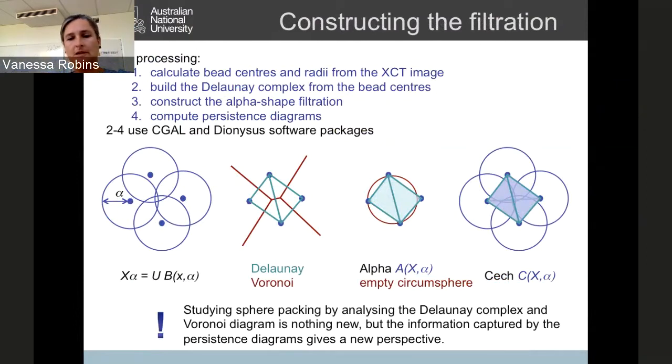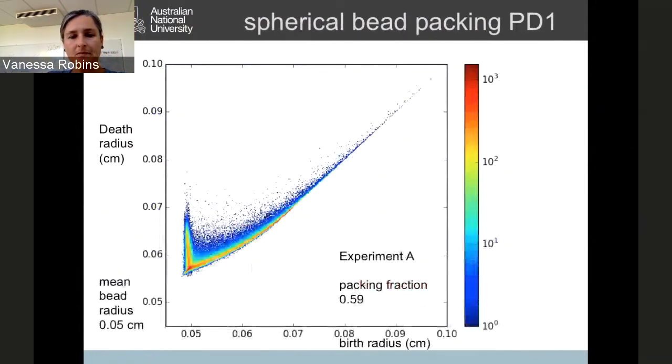Okay, so this was just my caveat: using Delaunay complexes is nothing new in sphere packing, but the persistence diagrams are giving us a different way to summarize the information contained in them. Okay, so let's have a look.